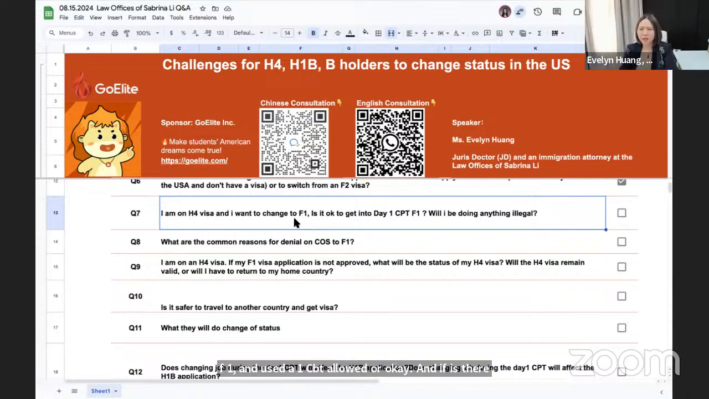No, doing that is not illegal, it's actually allowed. But make sure the school you apply to does offer day one CPT. We touched on this before. CPT usually requires one full year, but I have seen a lot of schools that offer day one CPT. So you want to make sure you apply to the right school.